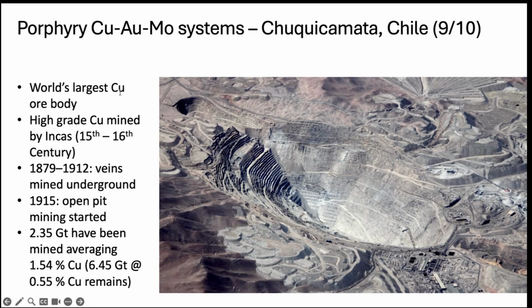So it's the world's largest copper ore body. It's been mined since the 15th, 16th centuries by the Incas. It originally was an underground mine, and then it started being mined as an open pit in 1915. So they've taken out almost 2.5 billion tons of ore at around 1.5% copper, but something like 6.5 billion tons at least of 0.5% copper remains. So it is just a massive resource, which is why I said earlier, John, that I'm not sure Pebble's really all that urgently needed.